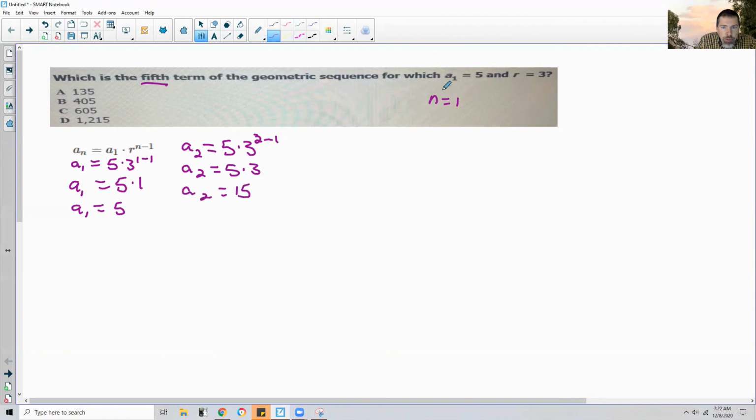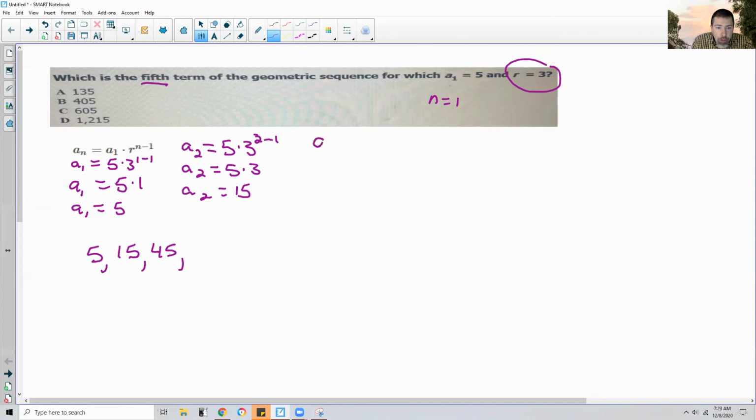So really, once we find our first term, our common ratio is just simply a multiple. This multiple gets you to the next term. You're multiplying each term by 3. So if the first term is 5, the second term is 5 times 3. The third term is the second term times 3, which is 45. And you can do it this way, 45 times 3, and then finally the fifth term.